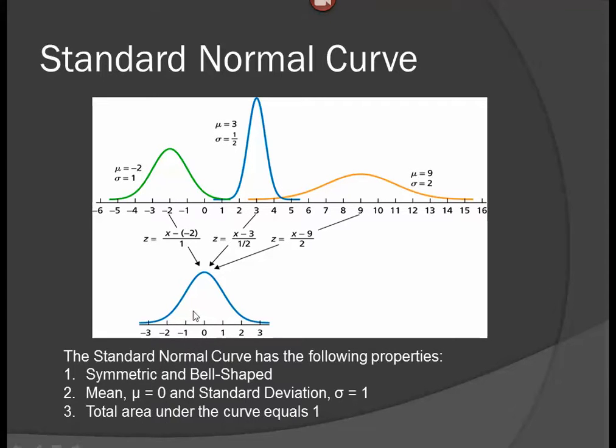And of course, the area under the standard normal curve, just like all the other curves, will equal 1. Keep in mind what that 1 means. That 1 represents 100% of our data. And of course, the x-axis is the horizontal asymptote.